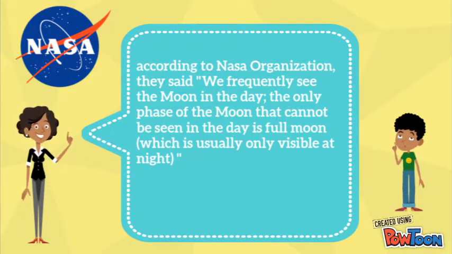According to NASA, they said that we frequently see the moon during the day. The only phase of the moon that cannot be seen in the day is full moon, which is usually only visible at night, which means that we can see the moon during the day.